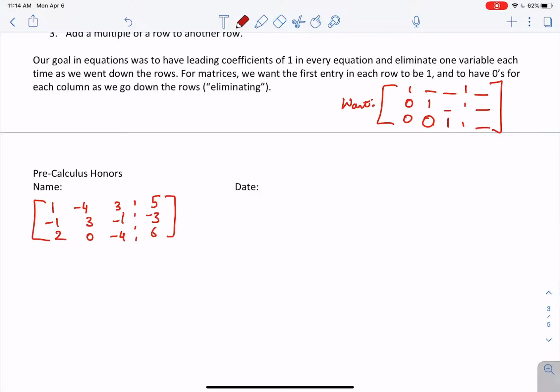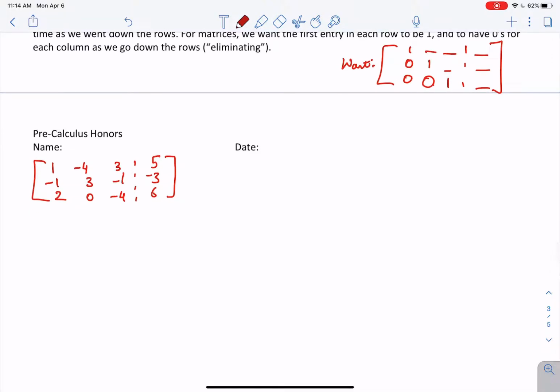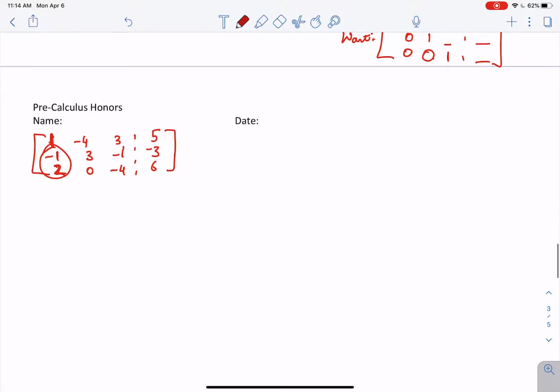So we want to make the first row look correct. We have 1 in the first entry and then some numbers after it. That's already fine. So we want to get rid of the first column in the other rows to make these 0. I'm going to leave this row the same, but I'm going to add the first row to the second. So I do -1 plus 1, 3 minus 4, -1 plus 3, and -3 plus 5.